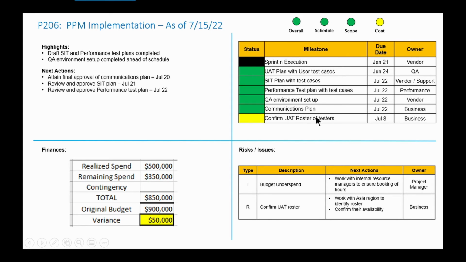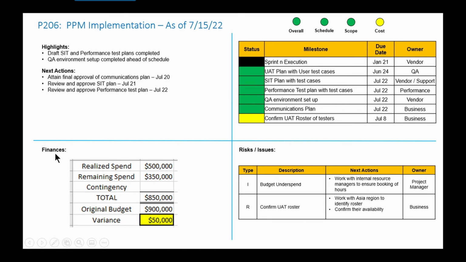I'm going to get into that in a second, because when you have a risk here, you have to have an associated risk or issue down here. And I'll get to that in one second. Coming up here, you have your traffic light system. Overall project is green, schedule is green, scope is green. Now, cost is yellow.